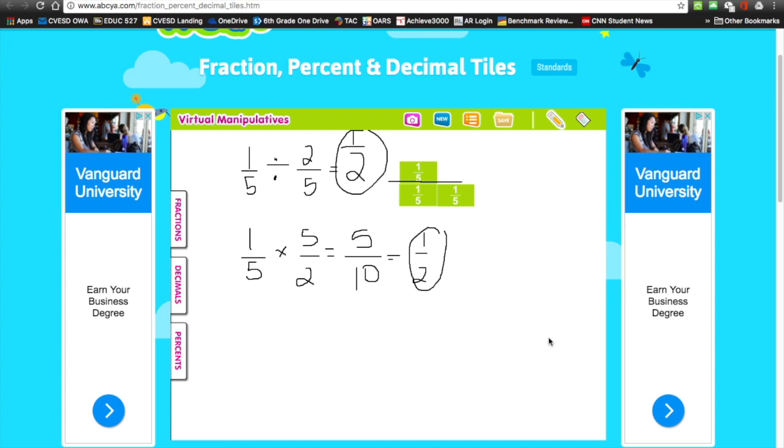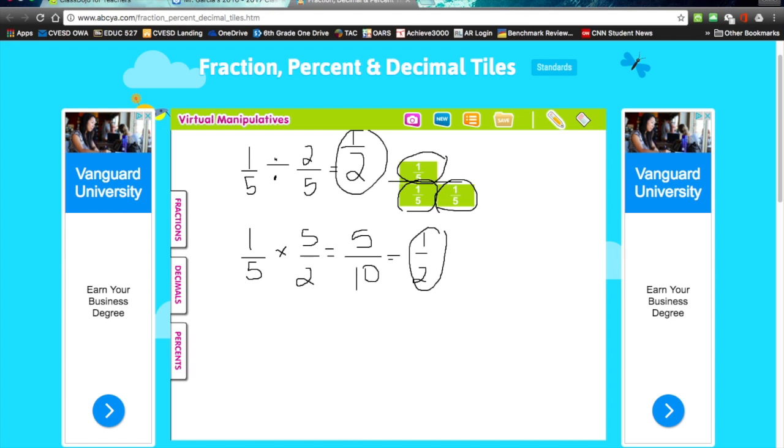Now, I want you guys to look at this very carefully. Look what I just did. How many blocks do I have up here? How many blocks do I have down here? So when I answer the question on my sheet, how many groups of 2/5 go into 1/5? My answer would be 1/2 group of 2/5 goes into 1/5. Do you guys see that model up there? All right. That's one way of figuring it out.